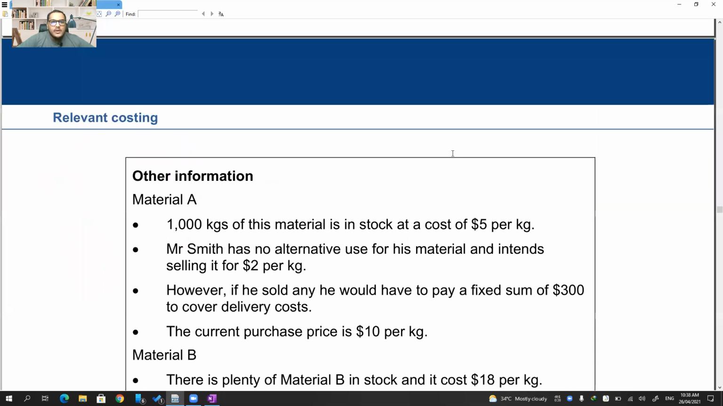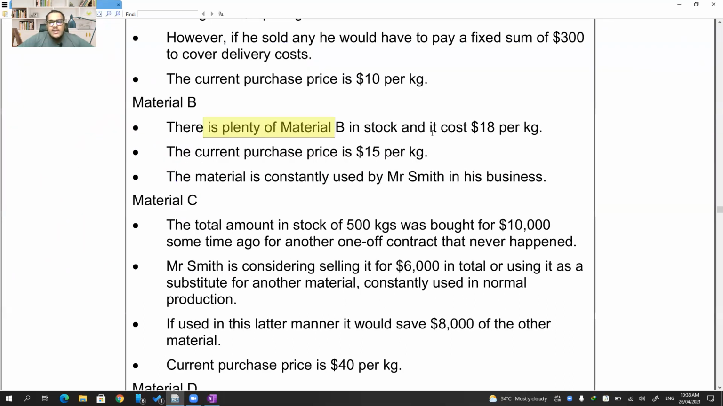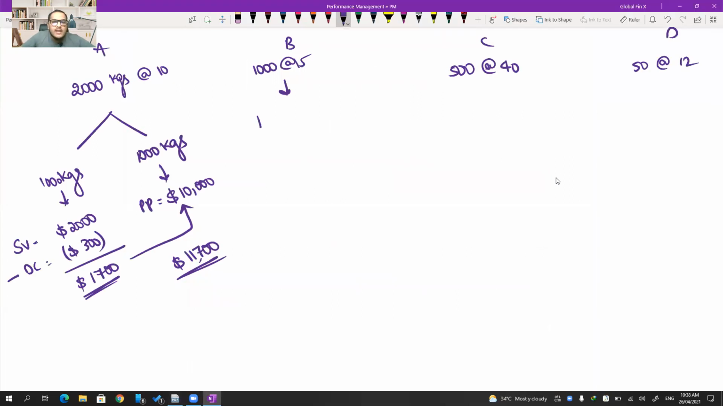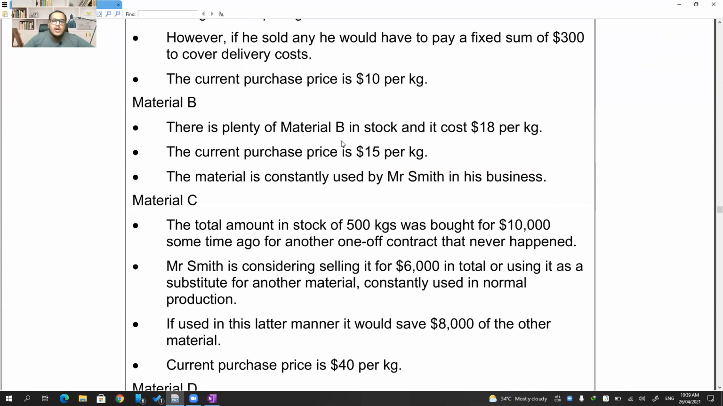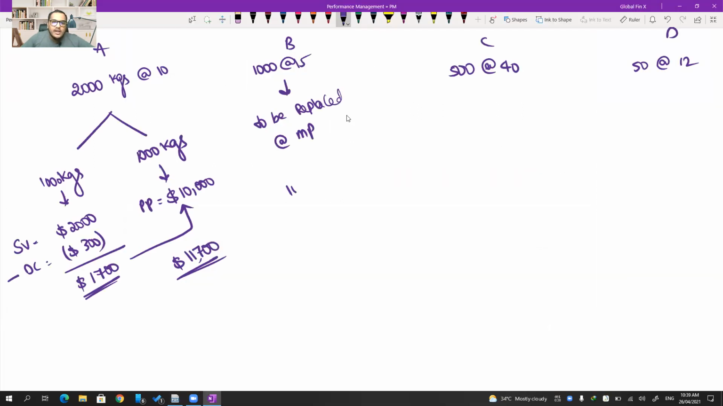Similarly, if I'm talking about B, plenty of material B is there in stock and cost is $18 per kg. Current purchase price is 15 per kg. Material is constantly used by Mr. Smith in his business. Constantly used means to be replaced, to be replaced at market price. So market price is how much? $15 per kg. So 1,000 into 15, that is the relevant cost. He's already included that only. 15,000 is the relevant cost. No adjustment is required. Very good.